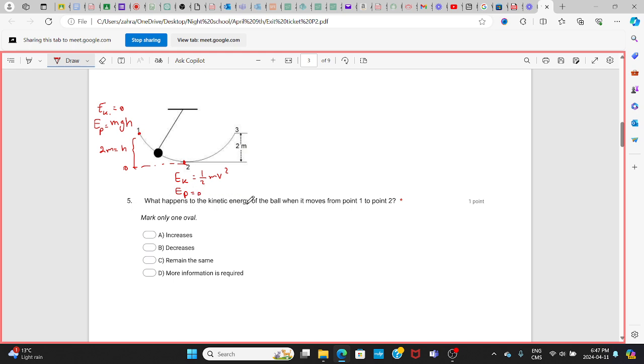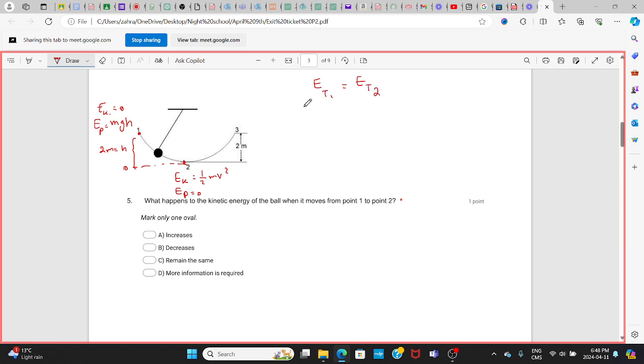Okay, so what happened to the kinetic energy of the ball when it moves from point 1 to 2? See, no kinetic, and there is just potential. Potential turns completely to kinetic, right? How do I know? See, E total at point 1 is the same as E total at point 2.